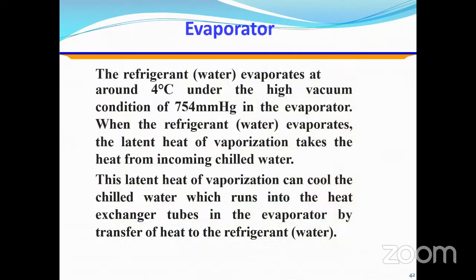The refrigerant, it is water, evaporates at around 4 degrees C under the high vacuum conditions of 754 mm of mercury in the evaporator. When the refrigerant evaporates, the latent heat of vaporization takes the heat from the incoming chilled water. This latent heat of vaporization can cool the chilled water, which runs into the heat exchanger tubes in the evaporator, by transfer of heat to the refrigerant, that is water. So again, this is the working principle of the evaporator in the vapor absorption system.